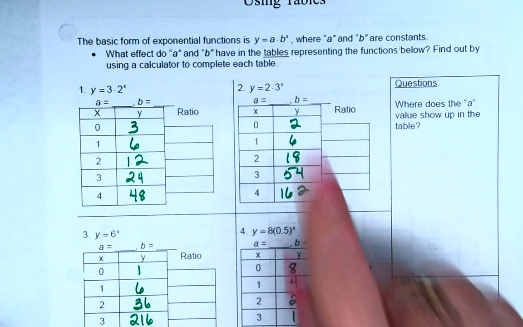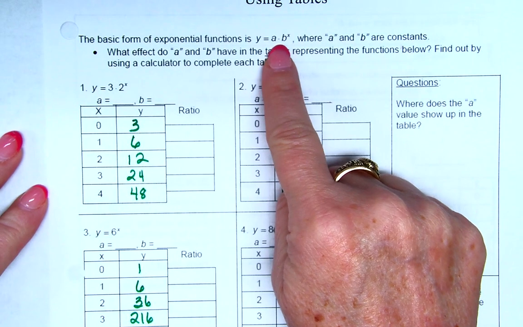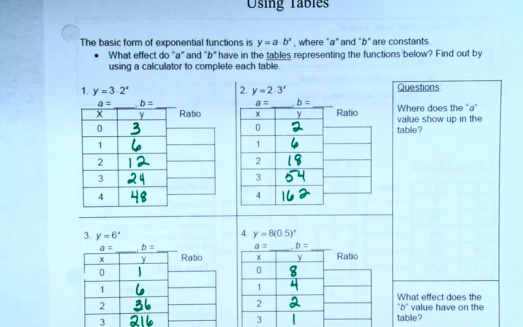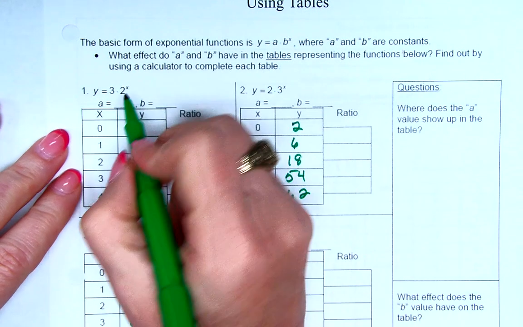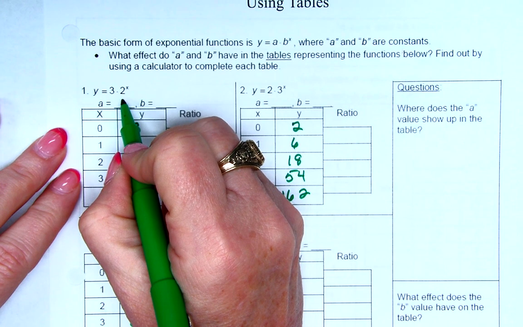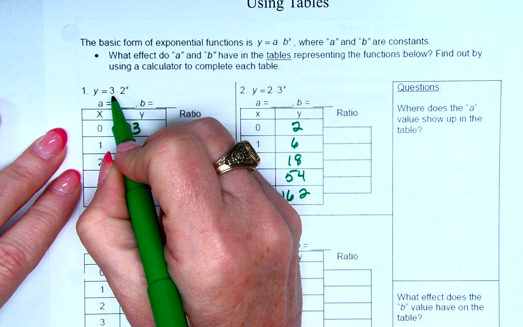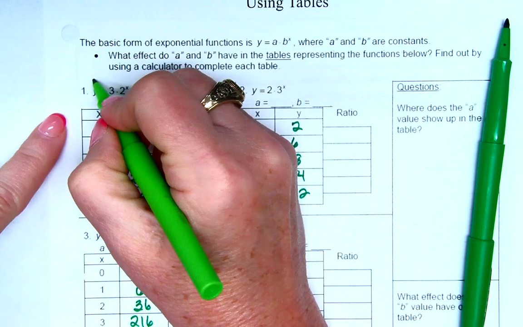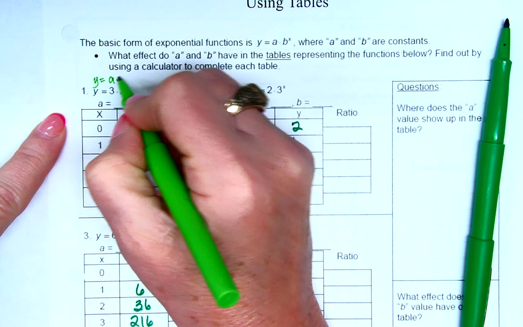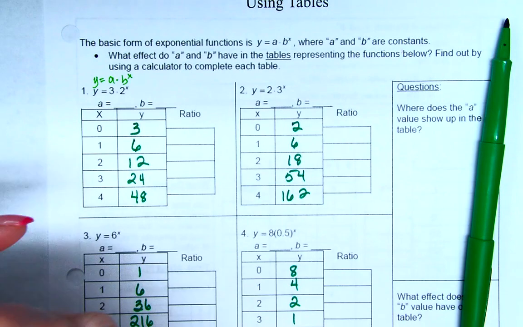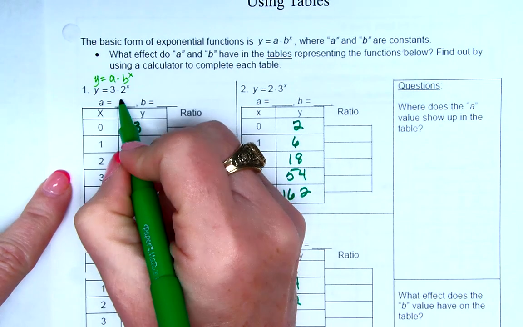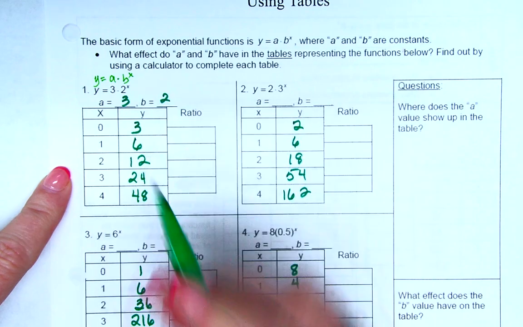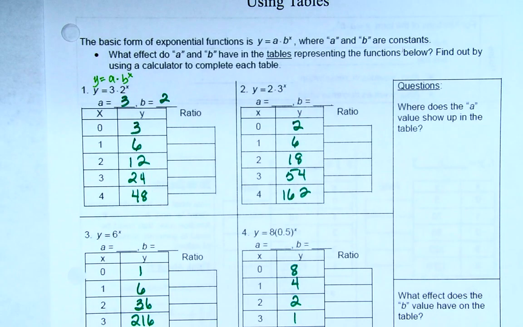Based on the fact that y equals a times b to the x, what is a? 3. And how do you know that, Robert? You just looked, right? Because it's y equals a times b to the x, so it seems logical that a would be 3. And what's b then? 2.